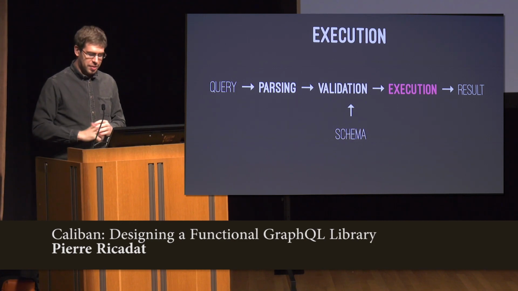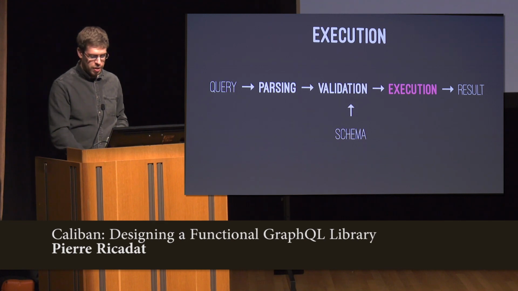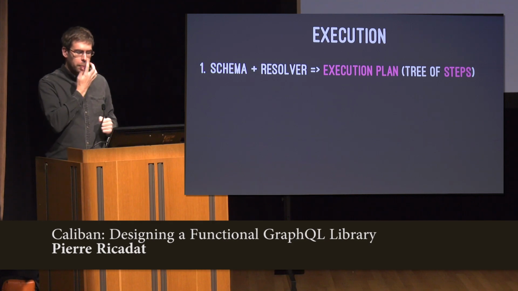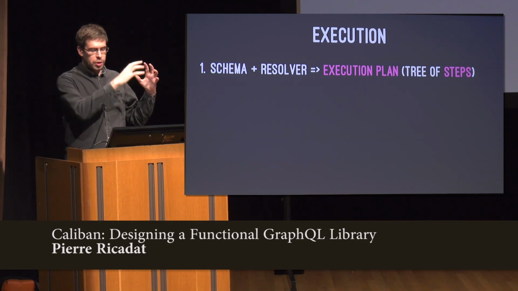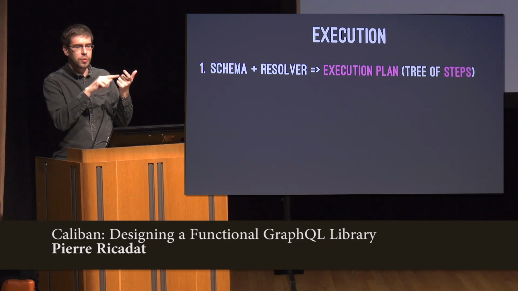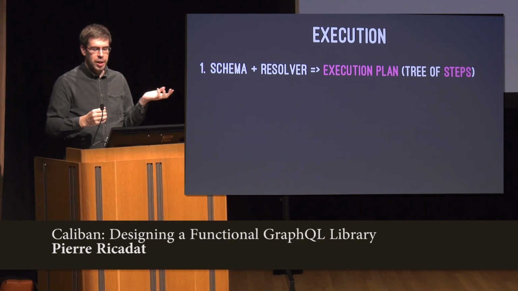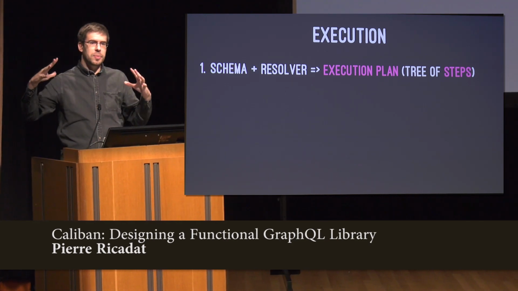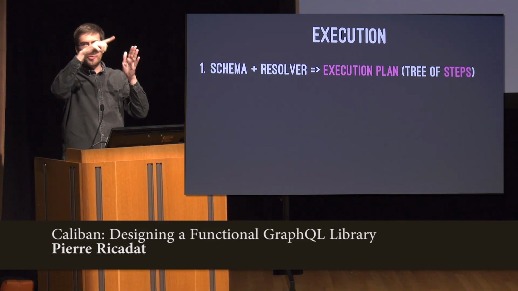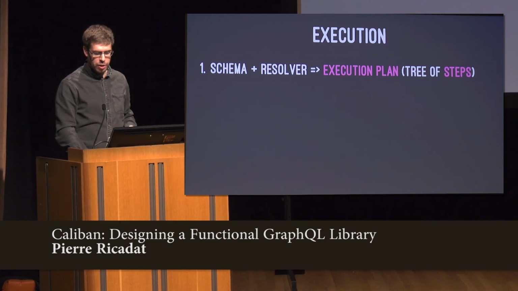Now the execution, that's more interesting. So you have your query that's properly parsed and you want to run it. How do you do that? All right, so we have our schema, so we know what types and fields we have, and we have a resolver that tells us what function to execute for every single field. From that, we create what I call an execution plan, which is a tree of steps. So it's a big tree, and at the root we have a bunch of fields, and then for each field we have other steps and so on. So we have this large tree that we build at the beginning.